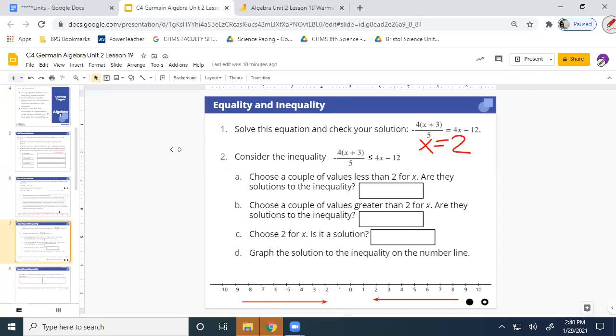So I want you to take 2 minutes right now to test 3 values in this inequality: plugging in a number that's smaller than 2, a number that's larger than 2, and then plugging 2 in and seeing what kind of solution you get.